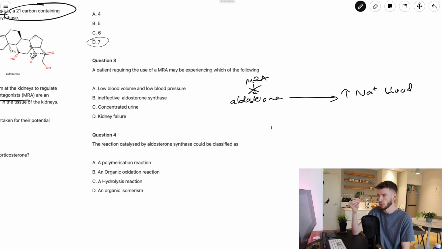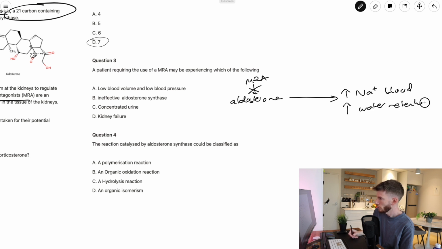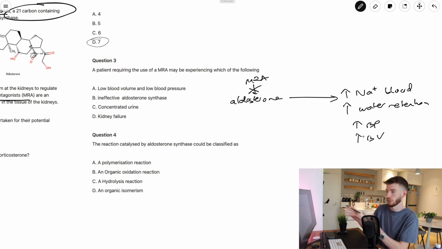So that's my clue that yes, my line of thinking, using some background knowledge and just scientific principles, not technical knowledge of aldosterone, could be on the right path. So that would mean increased water retention and therefore increased blood pressure along with it, and increased blood volume as well. So these are all my notes. Now I've got it all summarized. So now I know if MRA is trying to block aldosterone, it's trying to block all of this.